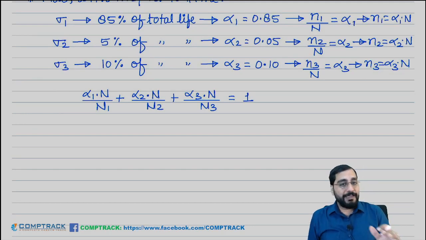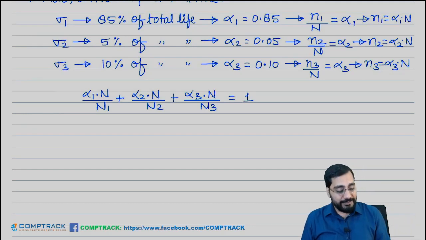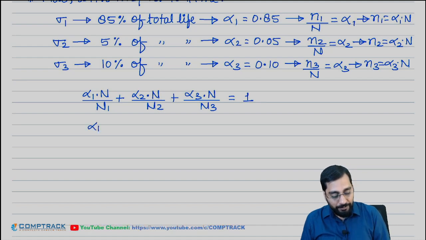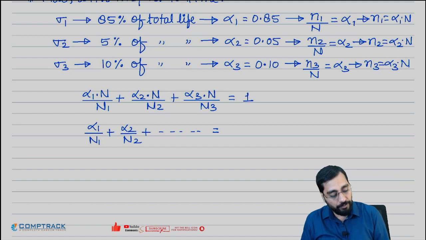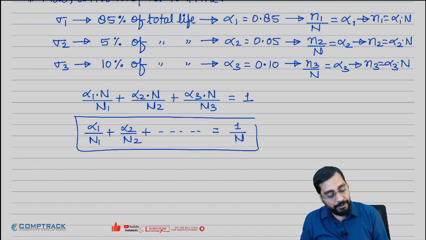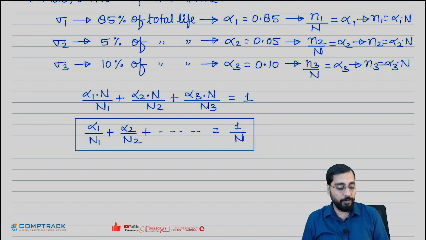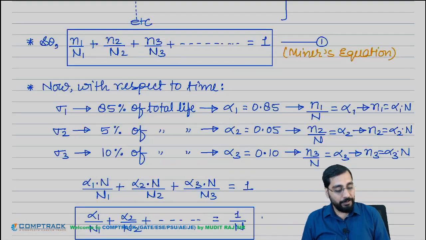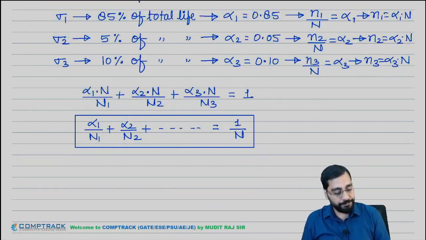Here the capital N you can take to the right side. So alpha 1 by N1 plus alpha 2 by N2, like this. If there are 3 or 4, any number of loadings can be there. This will become the equation. So this will be your equation number 2, and it is also called Miner's equation.